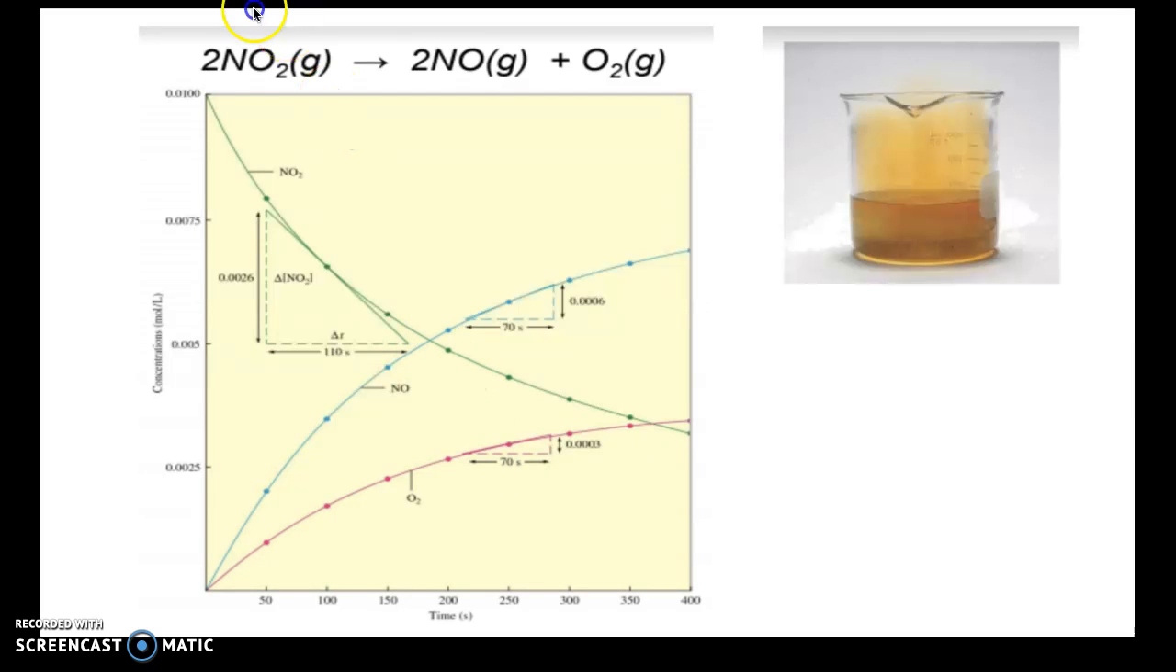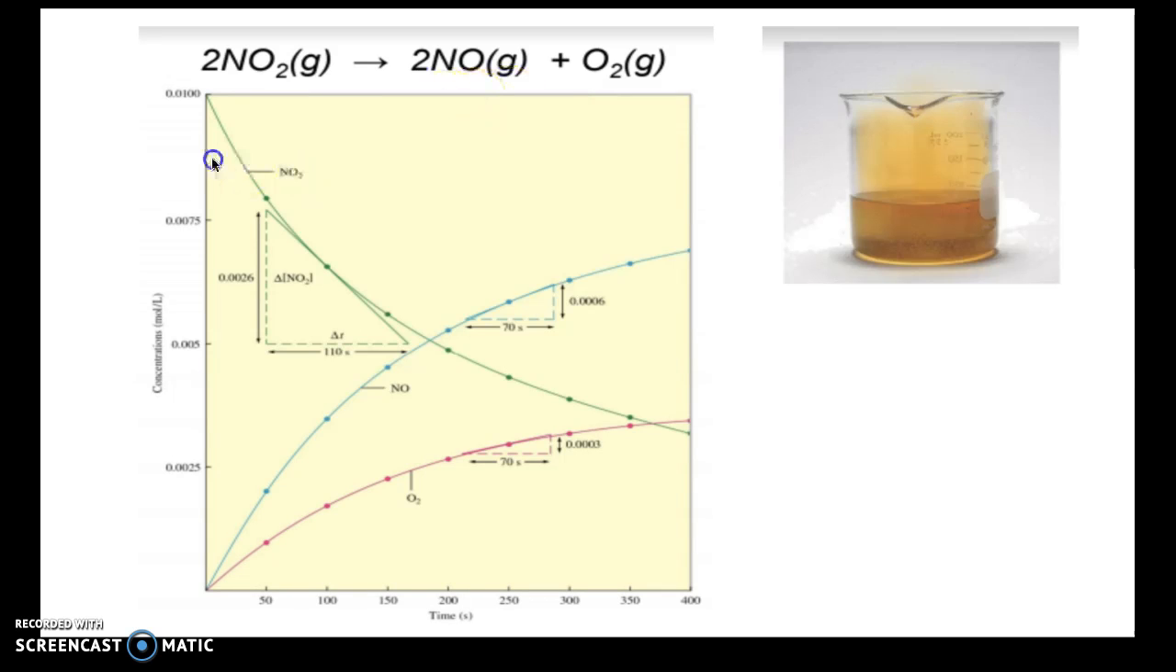So let's take a look at this reaction here, the decomposition of nitrogen dioxide going to form nitrogen monoxide and molecular oxygen. Notice that there are coefficients here in this balanced equation. These coefficients are going to determine how fast one will appear or disappear. So that's one factor: the coefficient. The other factor is what's called the rate order. We're going to learn more about that later.